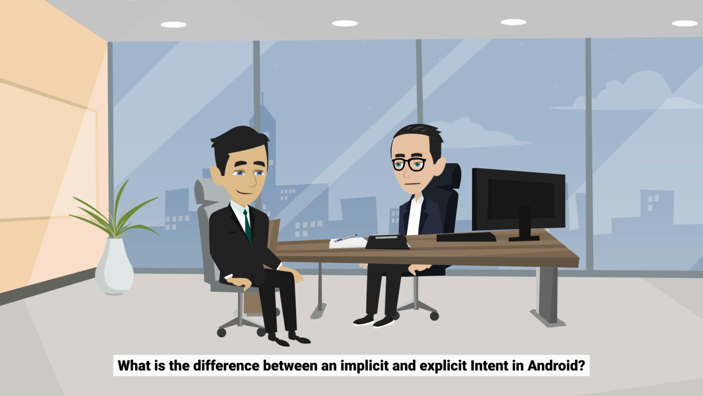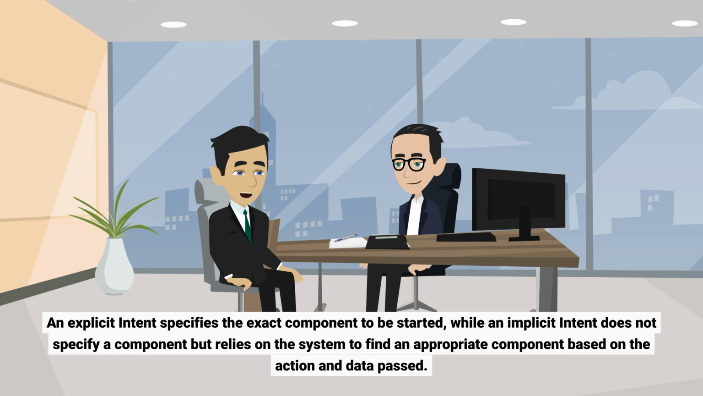What is the difference between an implicit and explicit intent in Android? An explicit intent specifies the exact component to be started, while an implicit intent does not specify a component but relies on the system to find an appropriate component based on the action and data passed.